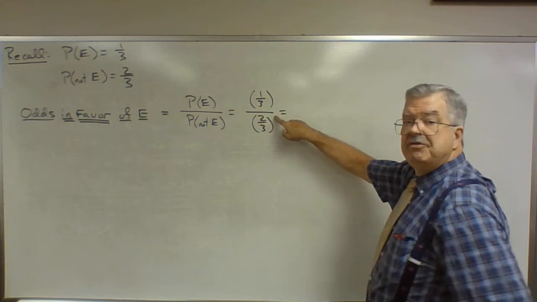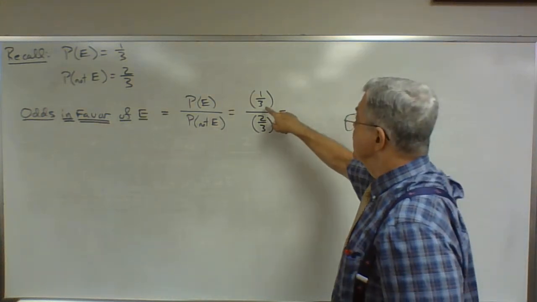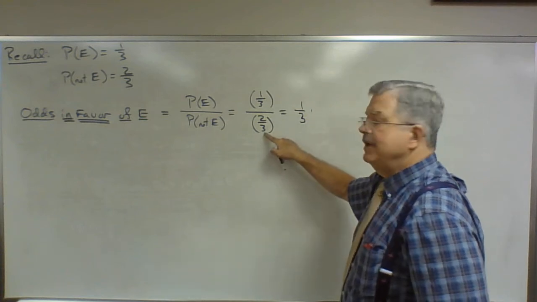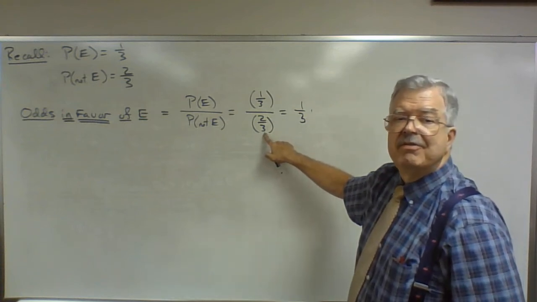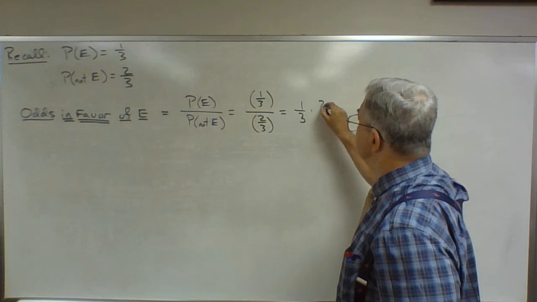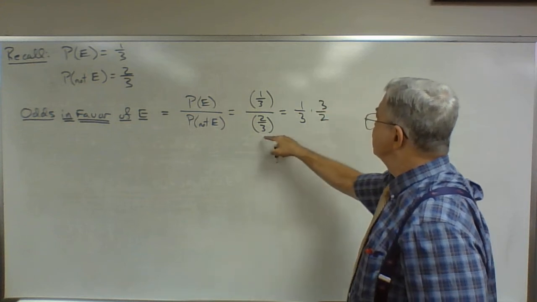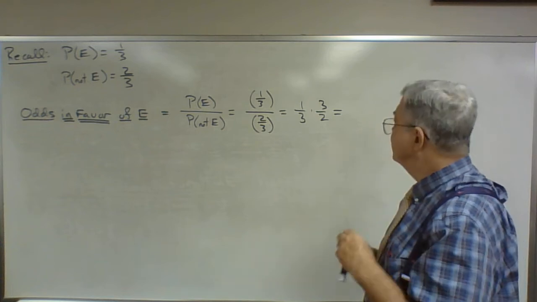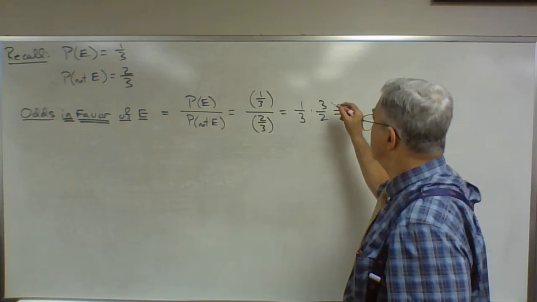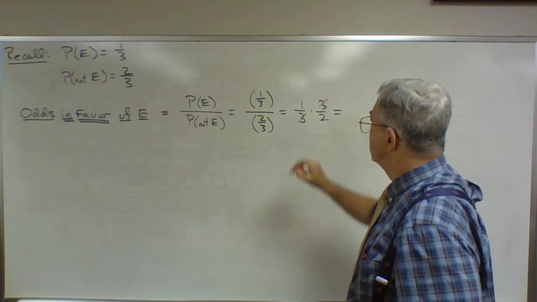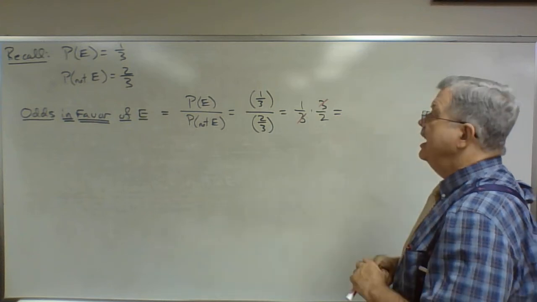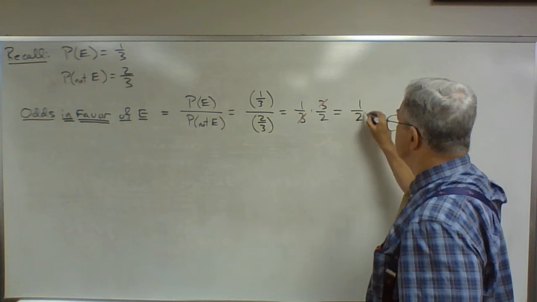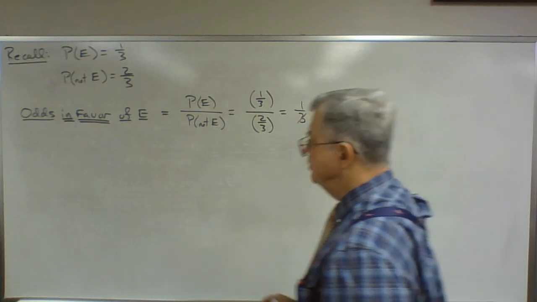We have a quotient of fractions. We keep the numerator, and we take that denominator and invert it and multiply. We flip the son of a gun. And the odds in favor of E, 1 to 2.